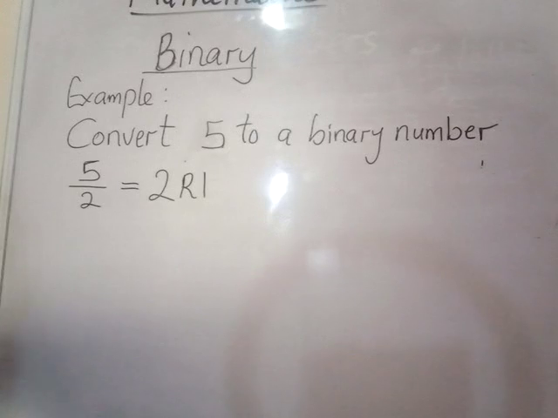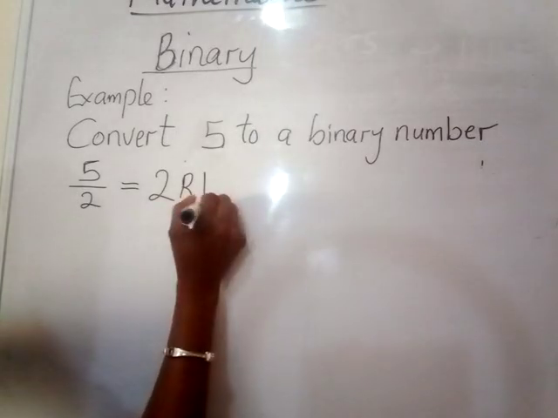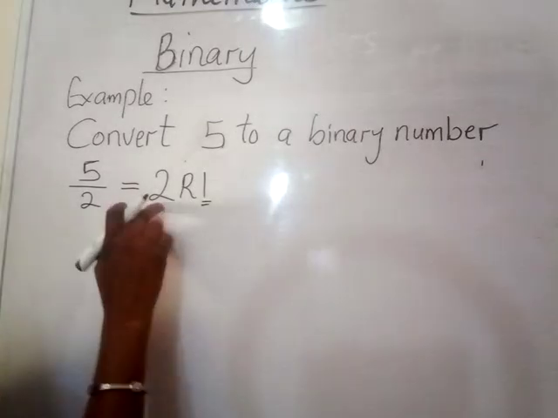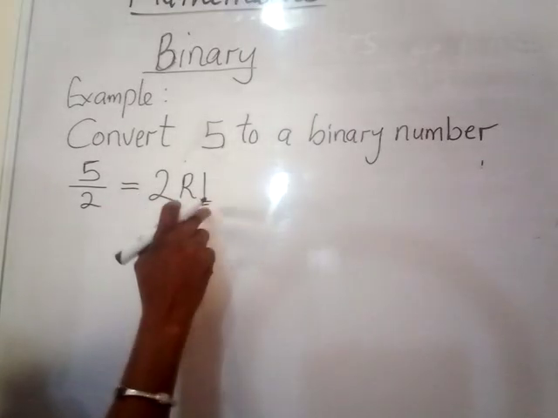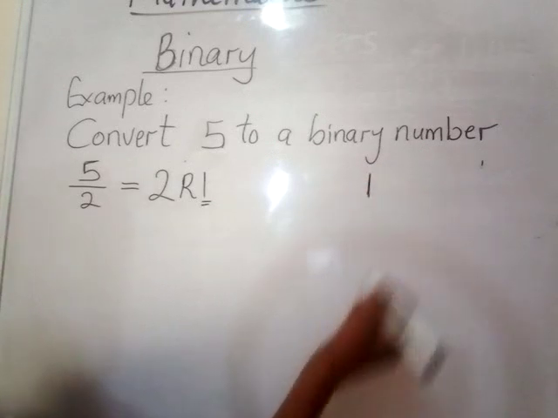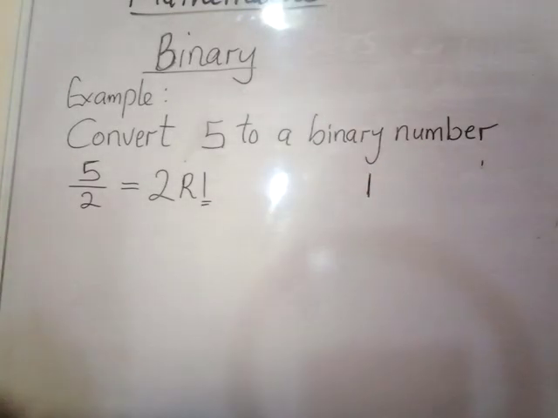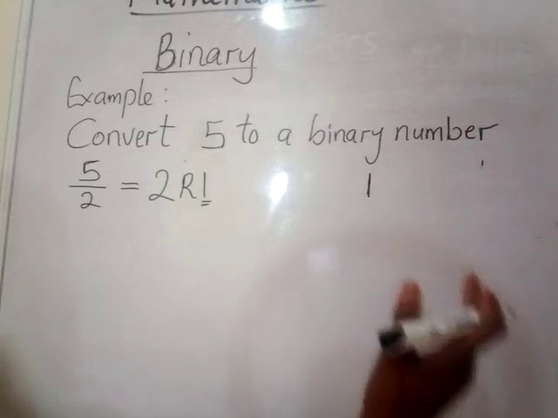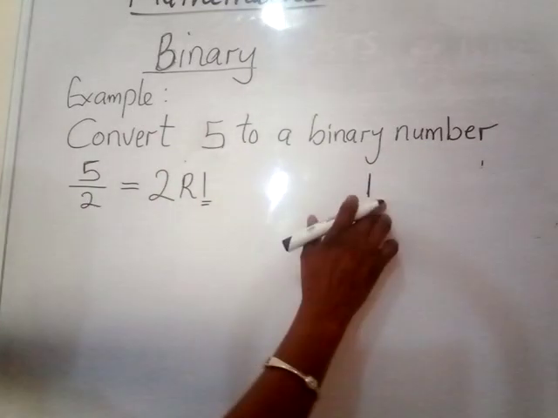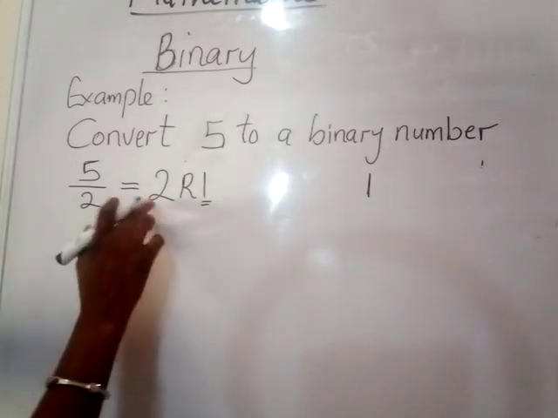Now what did we say? The remainder is what you'll be writing down as your answer, while you continue to work with the main answer you got. So in this case, we have a remainder of 1, so we write our 1. And remember, the second rule says you arrange the remainders you are getting from the right and work towards the left. So we write down the 1. Now you have 2 to work with.